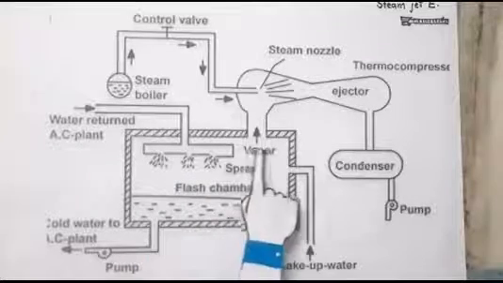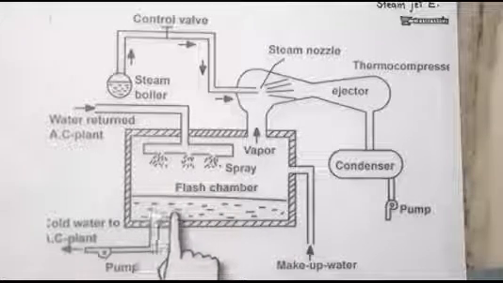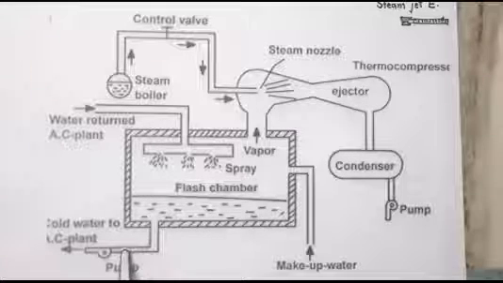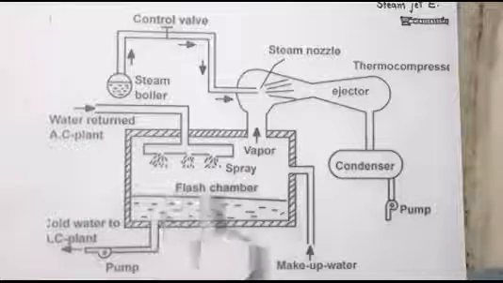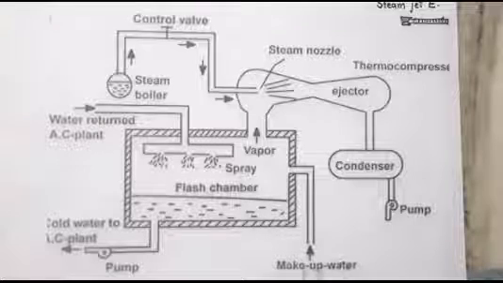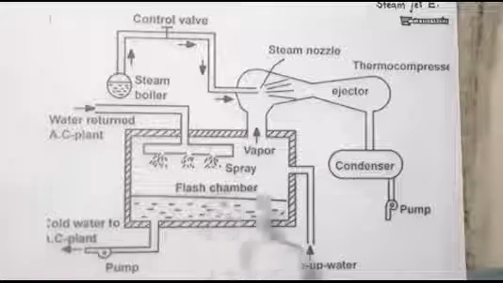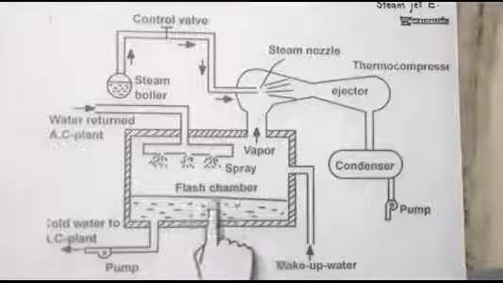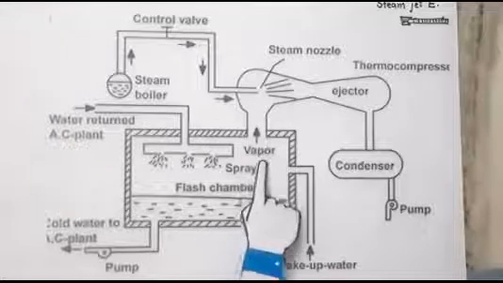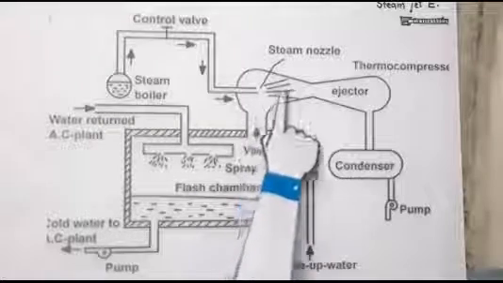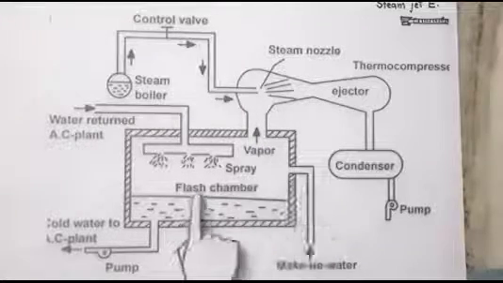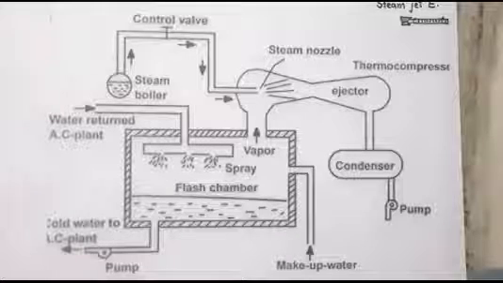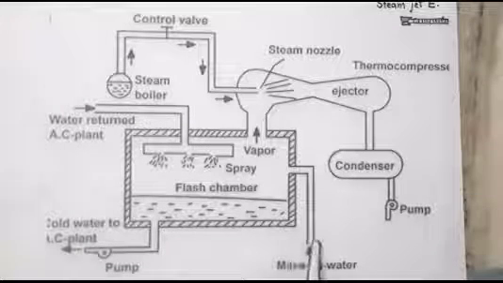Here there is an outlet where we can get the cooled water whenever required. One more thing is the make-up water written here. What does that mean? When evaporation occurs, some amount of water evaporates and goes to this ejector, so there is a loss of some amount of water, generally around 6%. That loss of water is fulfilled by this make-up water.